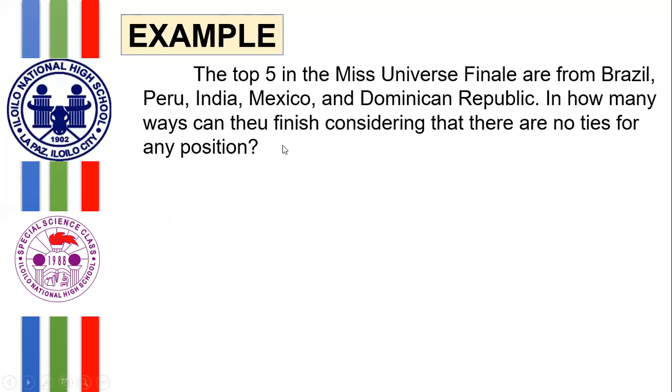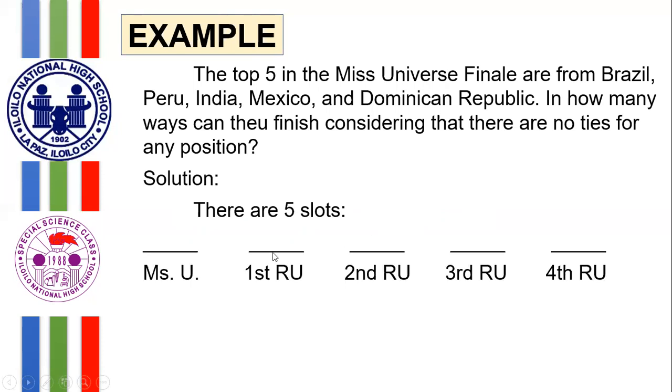What do I mean by that? Example, if Brazil is already Miss Universe, then Brazil could not be first runner-up, second runner-up, third runner-up, or fourth runner-up. So here, there are 5 slots. These are the Miss U, first, second, third, and fourth runner-up slots. And how many could win Miss U? There are 5 of them. It could be any of Brazil, Peru, India, Mexico, and Dominican Republic.